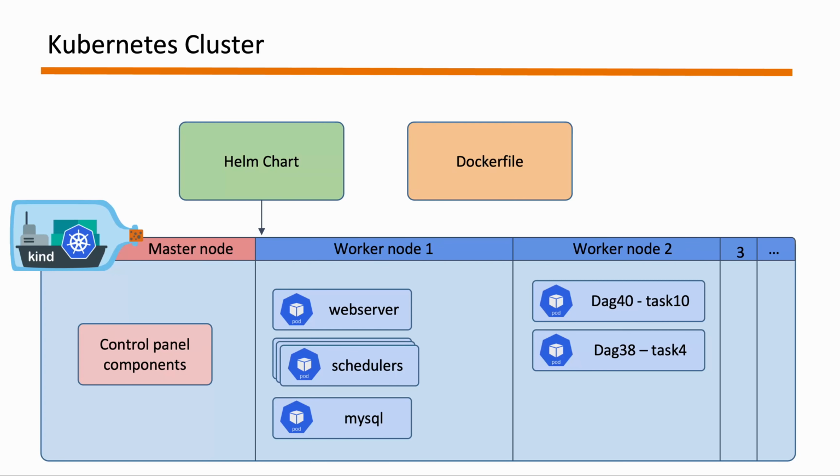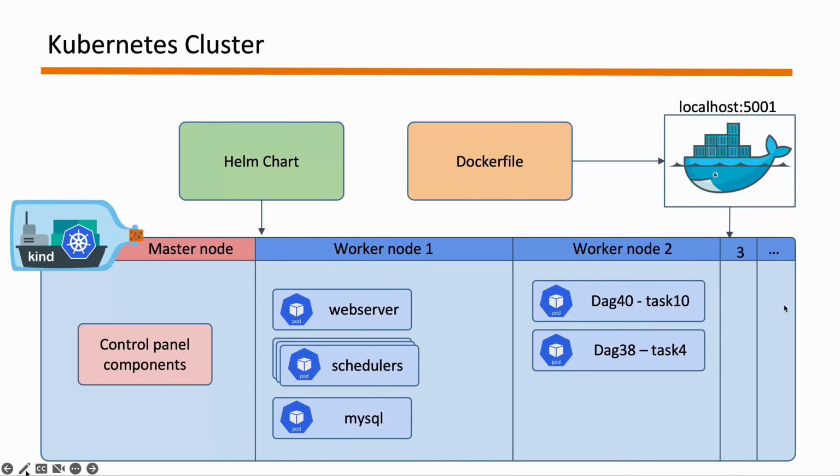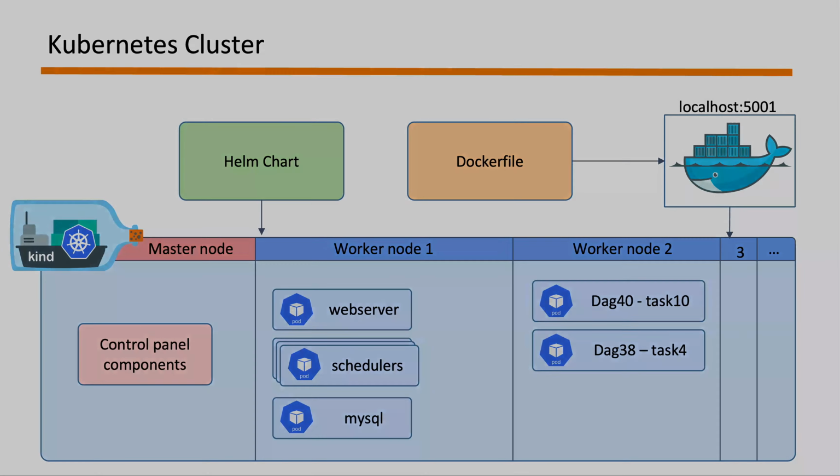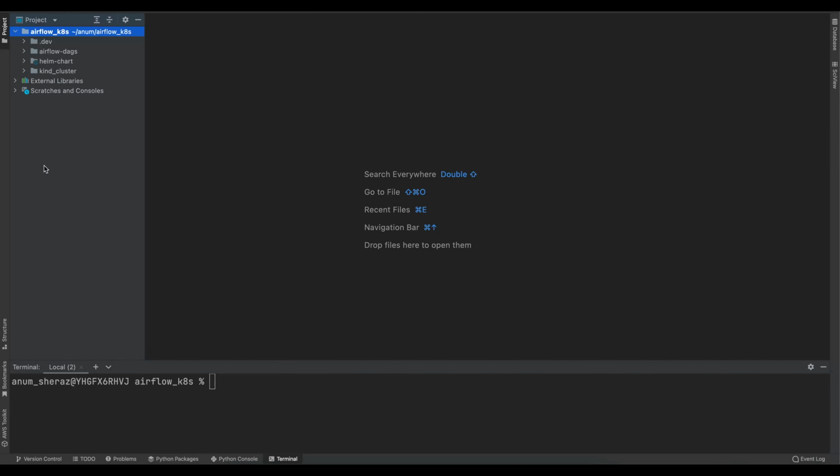The next bit is, of course, the Dockerfile, in which we are going to bake in our dags and deploy it in our local Docker registry, which will be used from our Kubernetes cluster. You're going to get this repository as part of this tutorial, in which I have set up everything you need to spin up Airflow on Kubernetes. So it has 3 main directories in here. Let us go through each of them one by one.